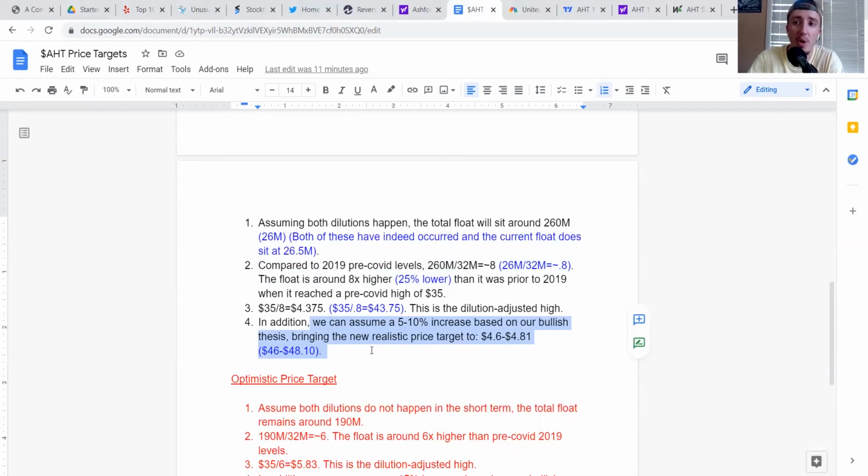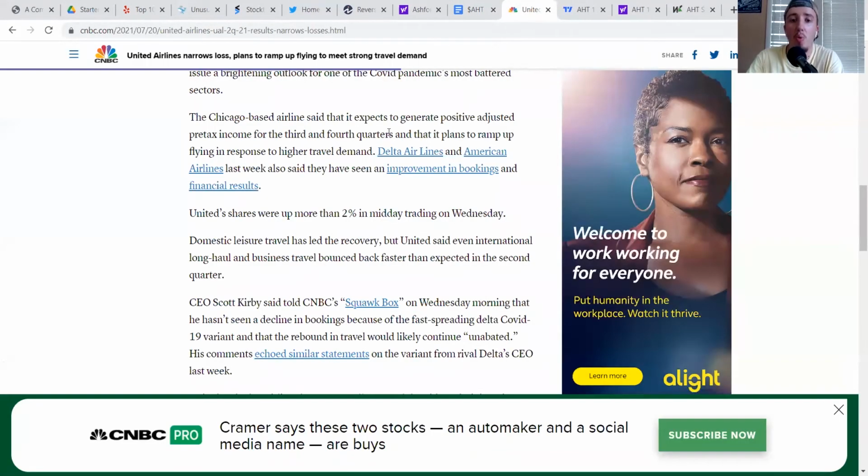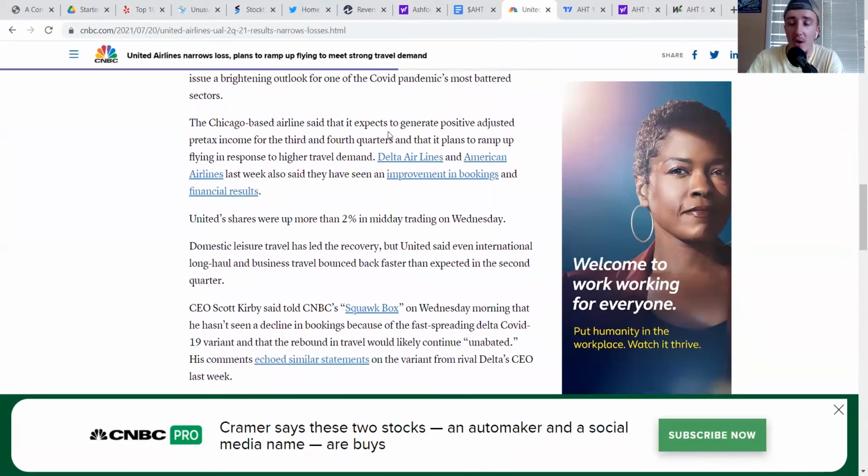And I fully believe that despite concerns over the Delta variant, our bullish thesis is still intact. I think the market has overreacted a little bit to the Delta variant. More and more people are getting vaccinated and protected against this Delta variant. And right now we are seeing reports that are still saying that travel demand continues to remain at an all-time high. I found a very interesting article where the CEO of United Airlines talked about the travel demand boom that they're facing. And there are a couple of really important notes that help out AHT's bullish thesis.